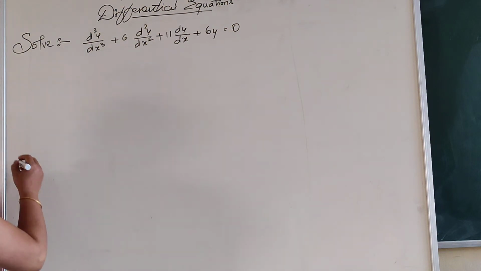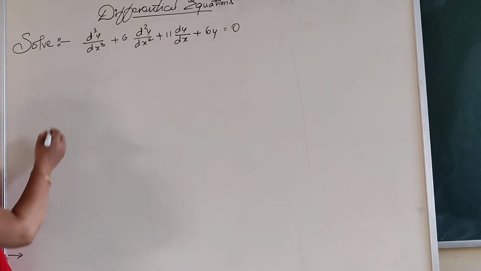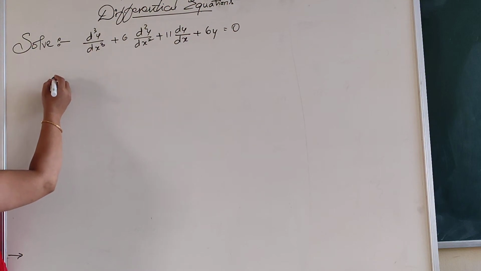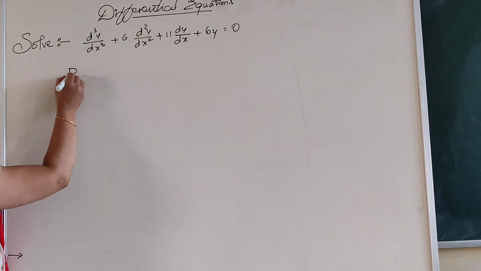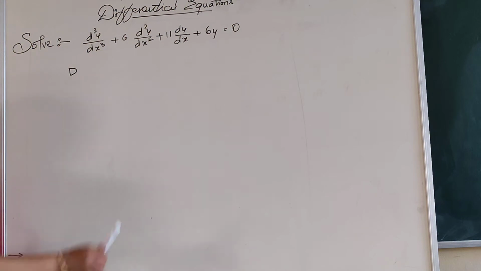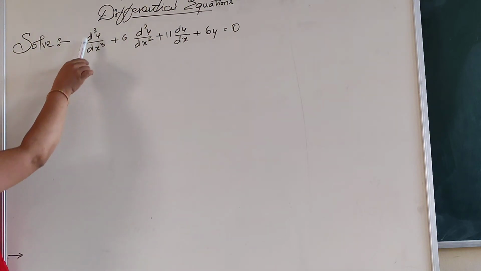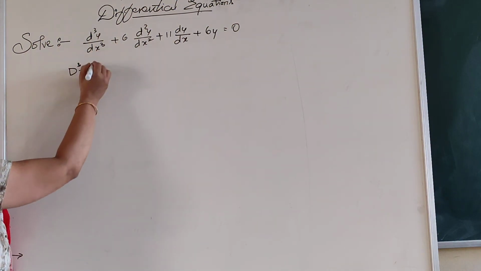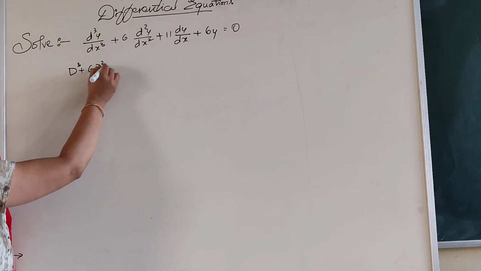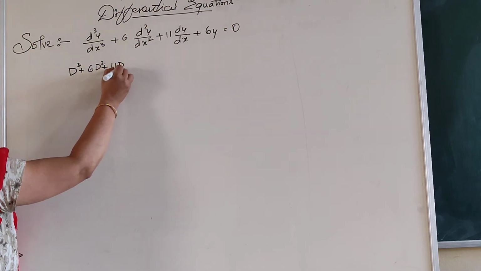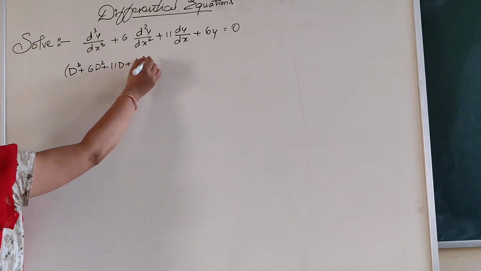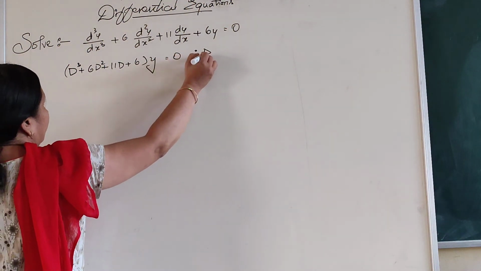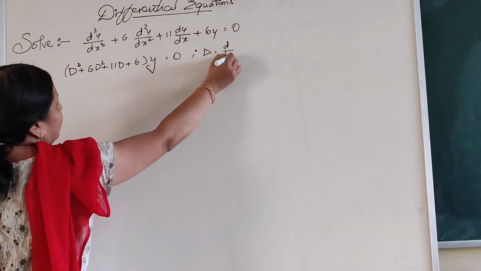So what is step 1? As we have discussed earlier, in step 1 we need to express the given equation in terms of the operator, that means capital D. We know that capital D stands for d by dx. So D square stands for d square y by dx square, and D cube stands for d cube y by dx cube. Putting this equation in the operator form, we get (D cube + 6D square + 11D + 6) y = 0. Here you can mention capital D is equal to d by dx.